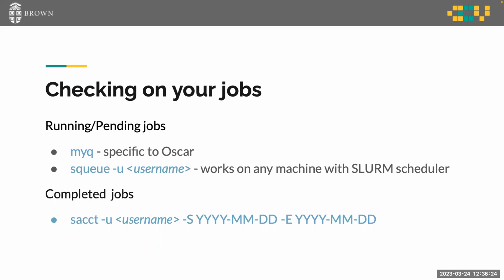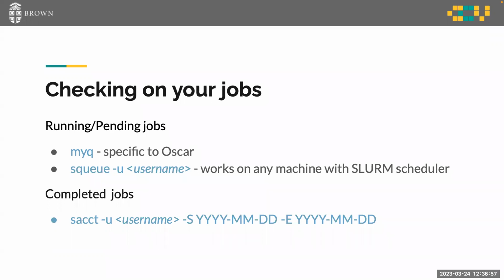Okay. So once your job is running, how do you actually check on it? There are a bunch of different options. If the job is actually running or pending, so it's been submitted, but it hasn't completed yet, you can use either the myQ command, which is just an Oscar command, it's kind of a wrapper for the squeue command, or the actual Slurm command, squeue -u and then your username. And that'll give you a list of what jobs you have scheduled or pending or running.